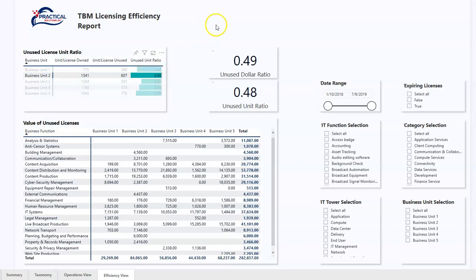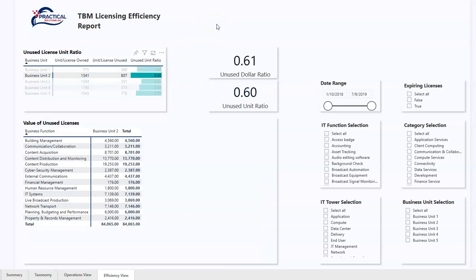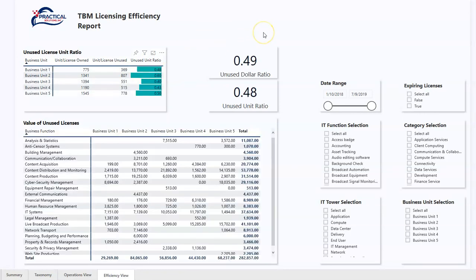As is standard in Power BI, most of the visualizations, tables, and filters are interactive. Of course, the specific fields in the TBM taxonomy, along with the filters, can and should be customized to the specific structure and needs of each enterprise.